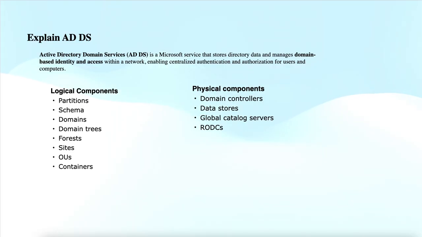In a nutshell, the Active Directory domain service is like a huge database that helps organize and manage your network's data with a mix of logical and physical components that work together to make everything run smoothly. You will find a reference link of Microsoft Docs for more details on these topics.